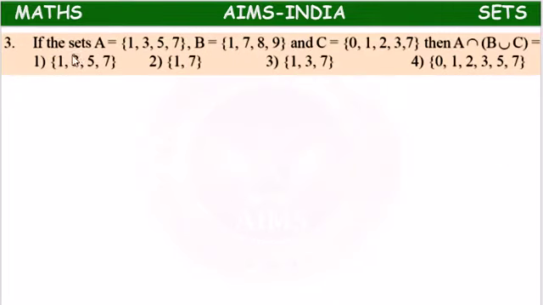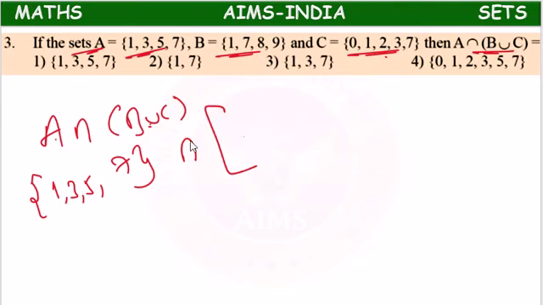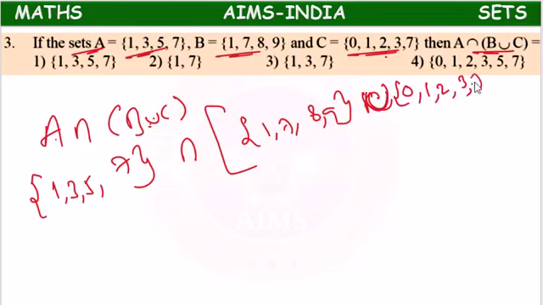Next, if sets A is 1, 3, 5, 7, B is 1, 7, 8, 9, C is 0, 1, 2, 3, 7, then A intersection B union C is what they are asking. First let's do this B union C. A value 1, 3, 5, 7 intersection in big bracket, B value 1, 7, 8, 9 union C value 0, 1, 2, 3, 7.